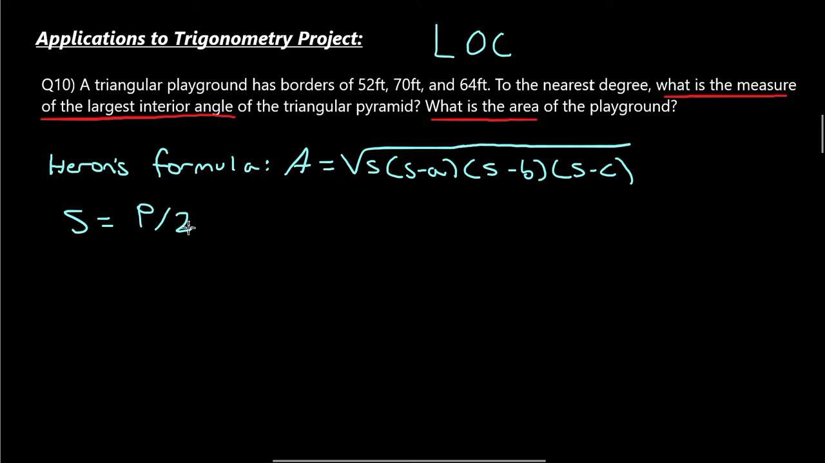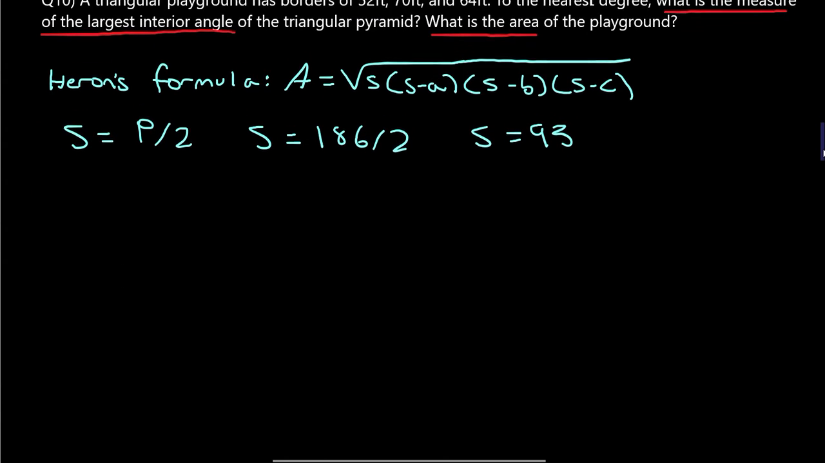And in order to calculate the perimeter of a triangle, you just have to add up all three side lengths. So we have 52 plus 70 plus 64. So we know that our perimeter is 186, and then we put that over 2. So S is equal to 93. Okay, so now we can plug this into Heron's formula.